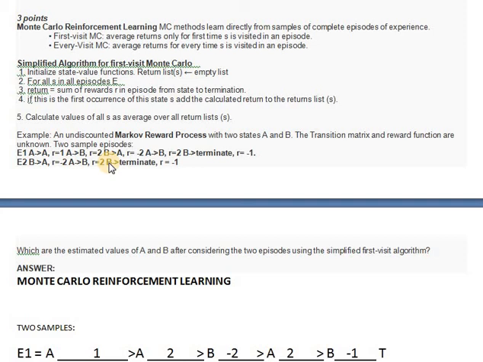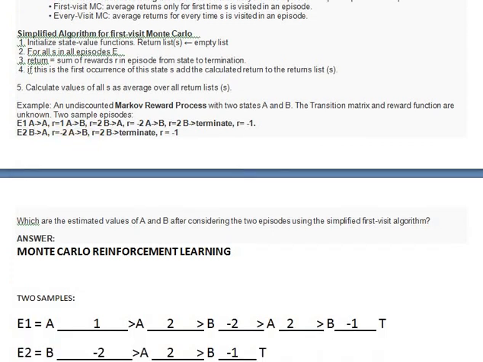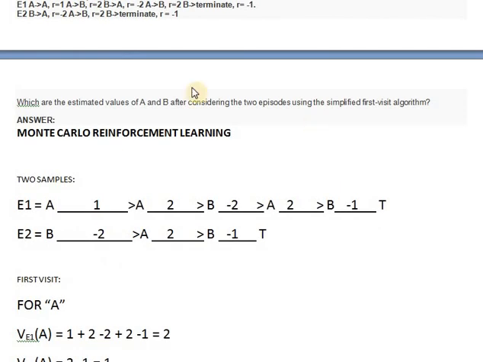Here they have given two statements, E1 and E2, event 1 and event 2. From event 1 and event 2, the question is to find the first visit of the algorithm. We have to use only the first visit to find A and then B. Here I'll brief you how to do that. This question I have changed into these two formats, which will be easy for our examination purpose also.